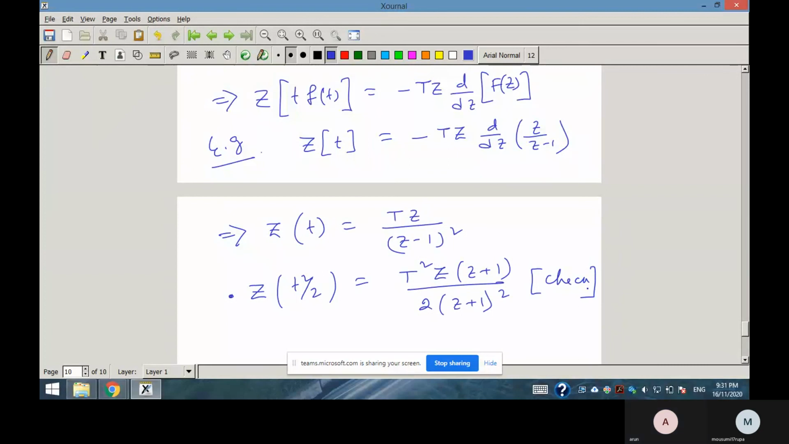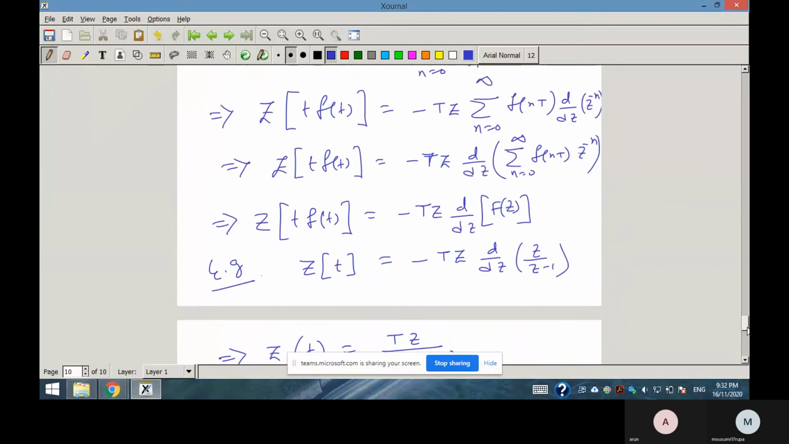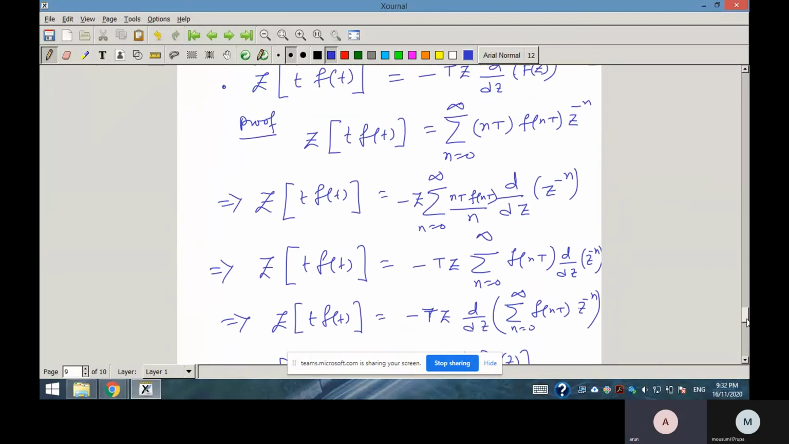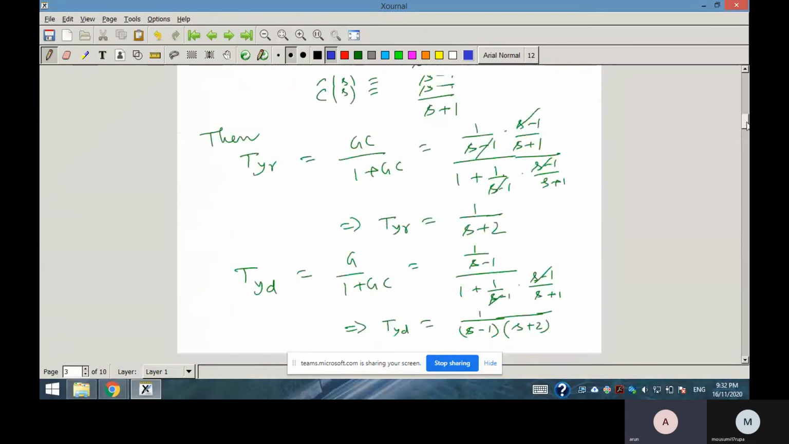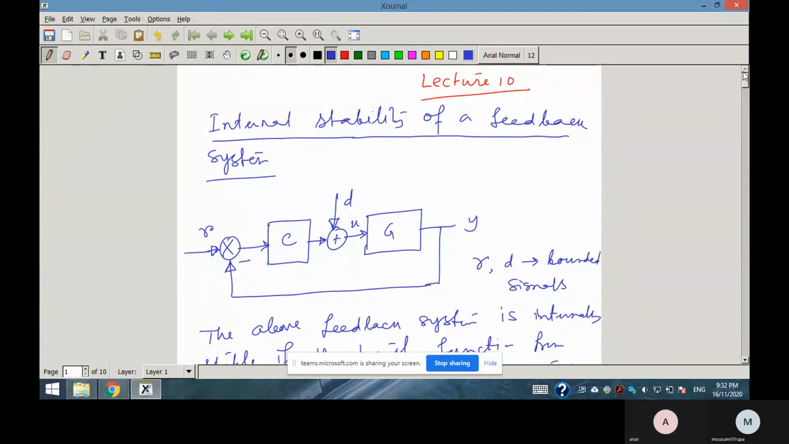So now the Z transform of a system. The Z transformation of a system, I will consider in the next class. So just I will see whatever I have taught.